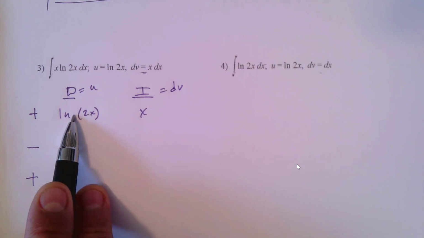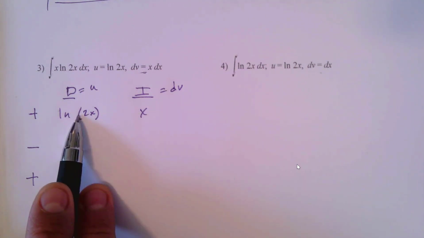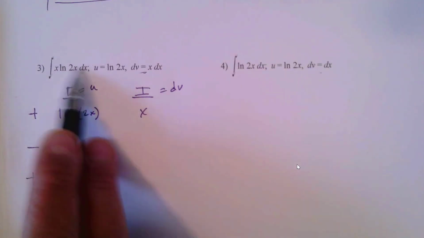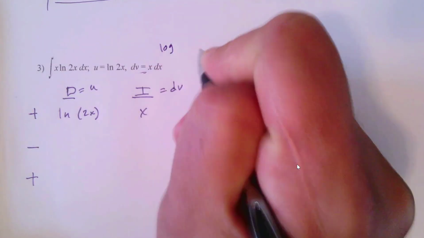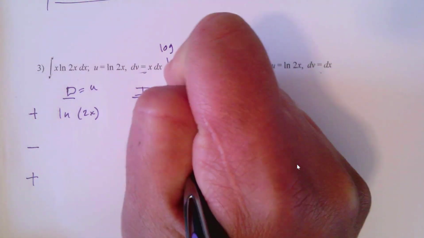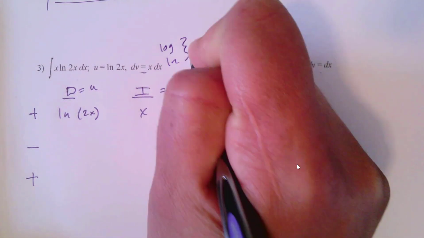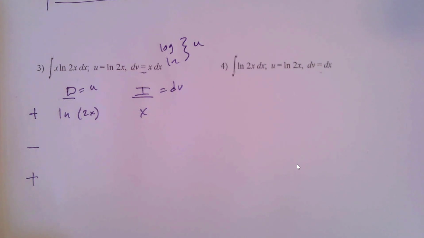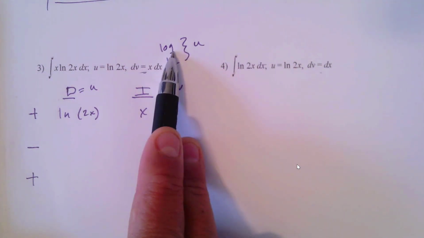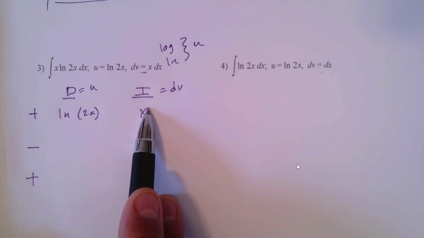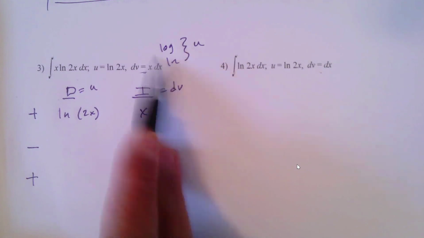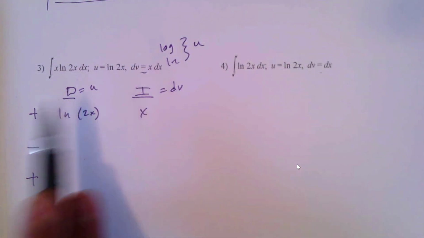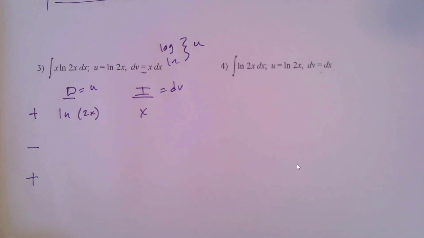So we start with natural log of 2x, and if we differentiate that, any time that there is a log or a natural log, it's pretty much always going to be in the D column. Maybe not always, but it's a good rule, because for one thing, we can't integrate log of x or natural log of x without using integration by parts. So if you see this function, it's going to be used in the D column most likely.